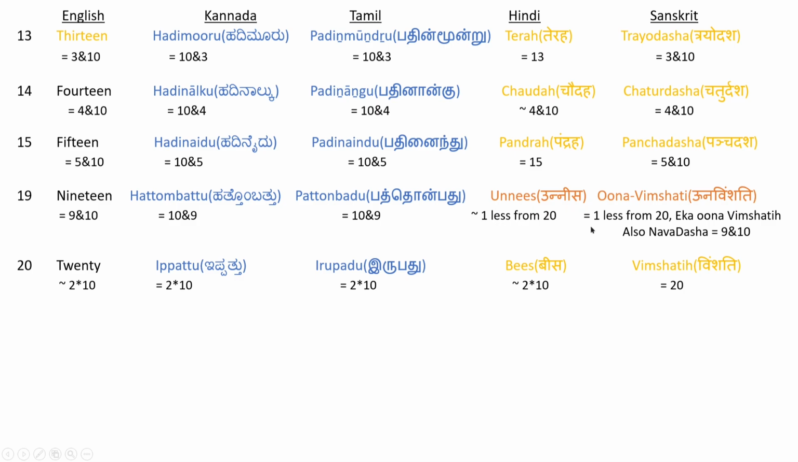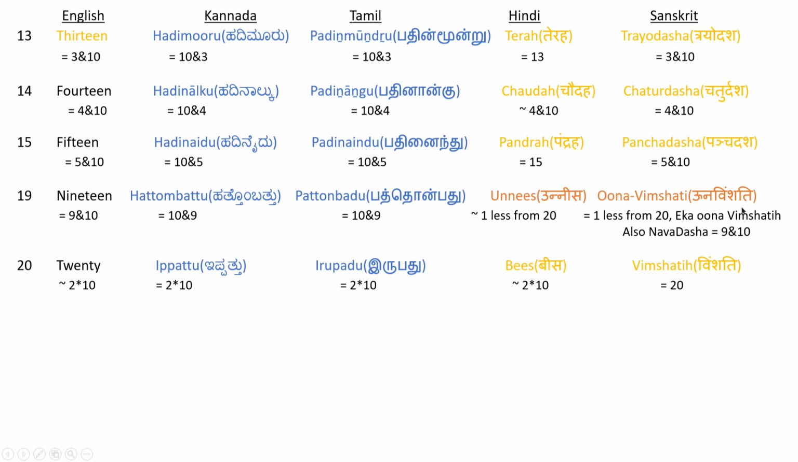Here it is defined as unnis. It doesn't have either word for 9 or 10 or anything. It's far away from that. It is written as unnis. It is more like 1 less from 20. In English it's not there. It's English 9 and 10. In Kannada it's 10 and 9. Hattombattu. Hattu plus ombattu. Hattombattu.